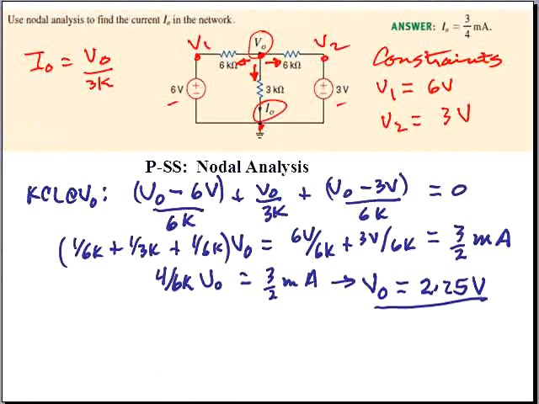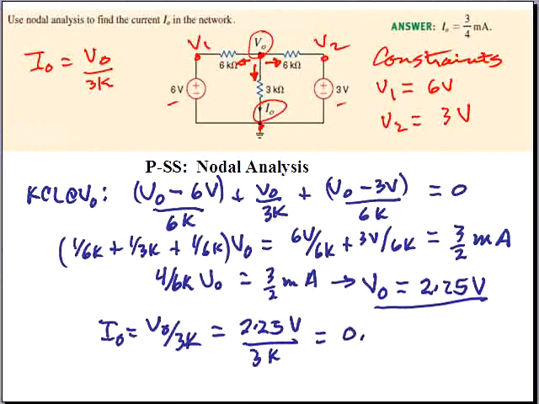Now we can use the auxiliary equation to determine the desired current I sub O is equal to VO divided by 3K, which is equal to 2.25 volts divided by 3K, which is 0.75 milliamps.